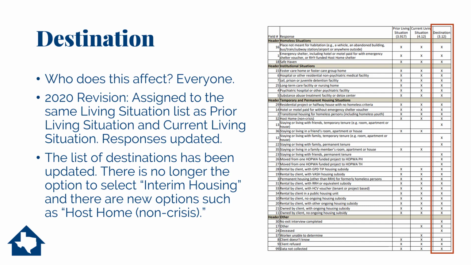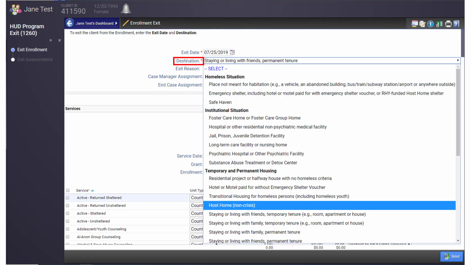As you all know, when you're exiting your client from an enrollment, the first question you're asked in the exit workflow is the client's exit destination. Just like with prior living situation, interim housing is no longer an option and host home non-crisis is a new option. So you'll see here, if you were to begin exiting this client from their enrollment, you would see these drop-down options on that destination drop-down menu. Just like prior living situation, interim housing is no longer an option on this list, but host home is now an option.